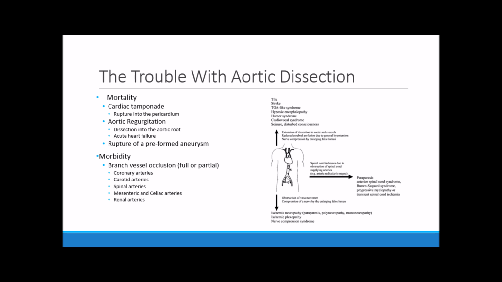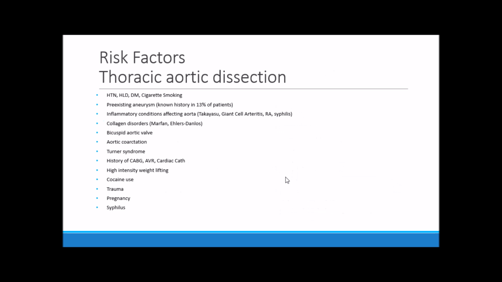So here's how it kills you. Either it's going to cause tamponade and rupture into the pericardium, it'll take out your aortic valve, okay, or it'll rupture. The way that it can cause morbidity is a branched vessel occlusion. So of the coronaries, the carotids, the spinals, the mesenteric and celiac, or the renal arteries, okay? So it's bad one way or another.